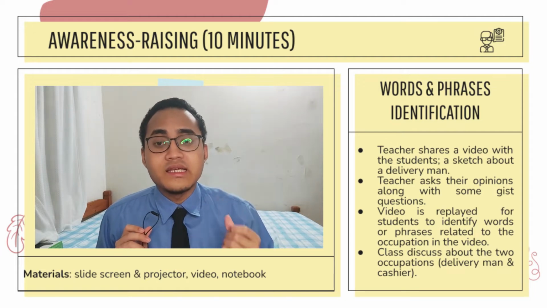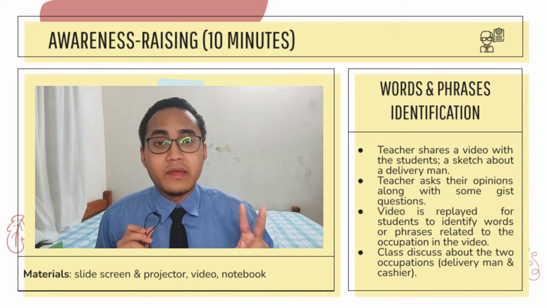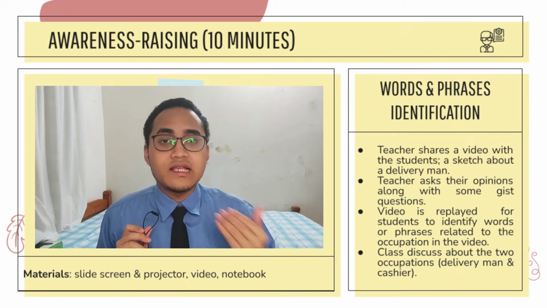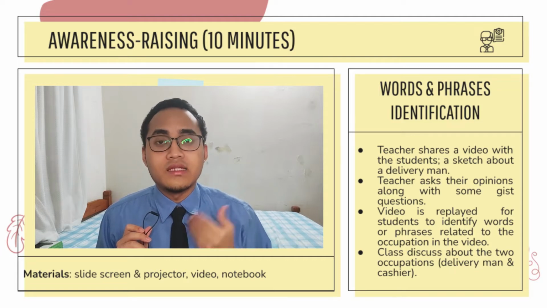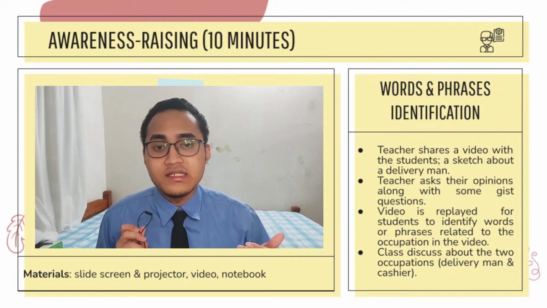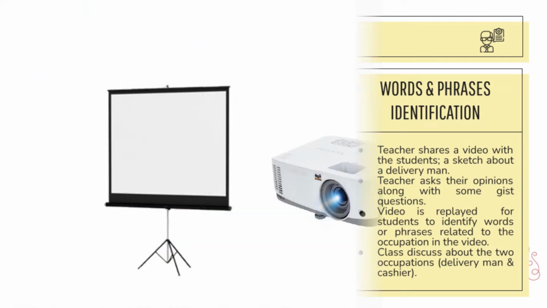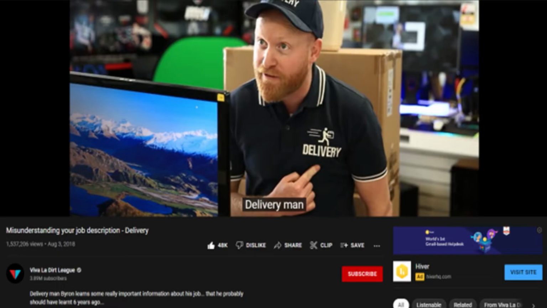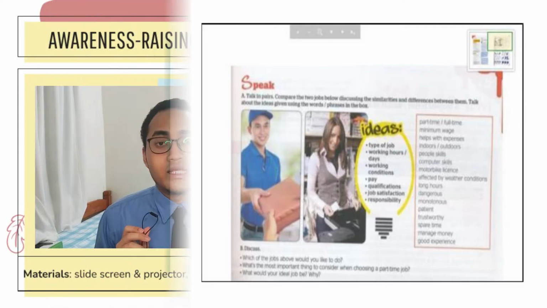Then, the class will engage in a discussion about these 2 occupations, cashier and delivery man, while also using the textbook on page 47 for prompts and additional vocabulary during the discussion. The materials required during this stage are slide screen and projector to share the video itself, students' vocabulary notebook, and the Full Blast Plus 4 English textbook.